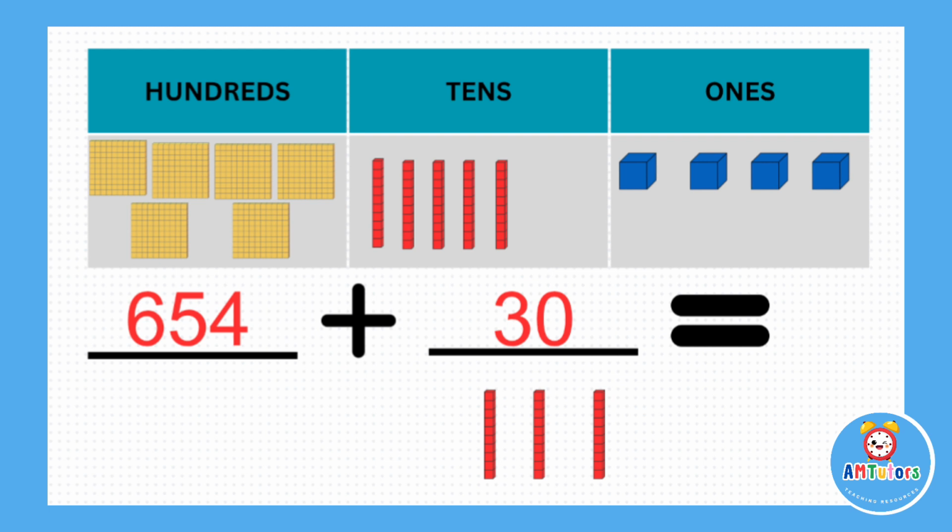Here's the next one that I want you to have a go at. You start off with the number 600, 50, and 4. You need to add 3 tens, which is 30. Your new equation will be 654 add 30. Pause the video and try this now.